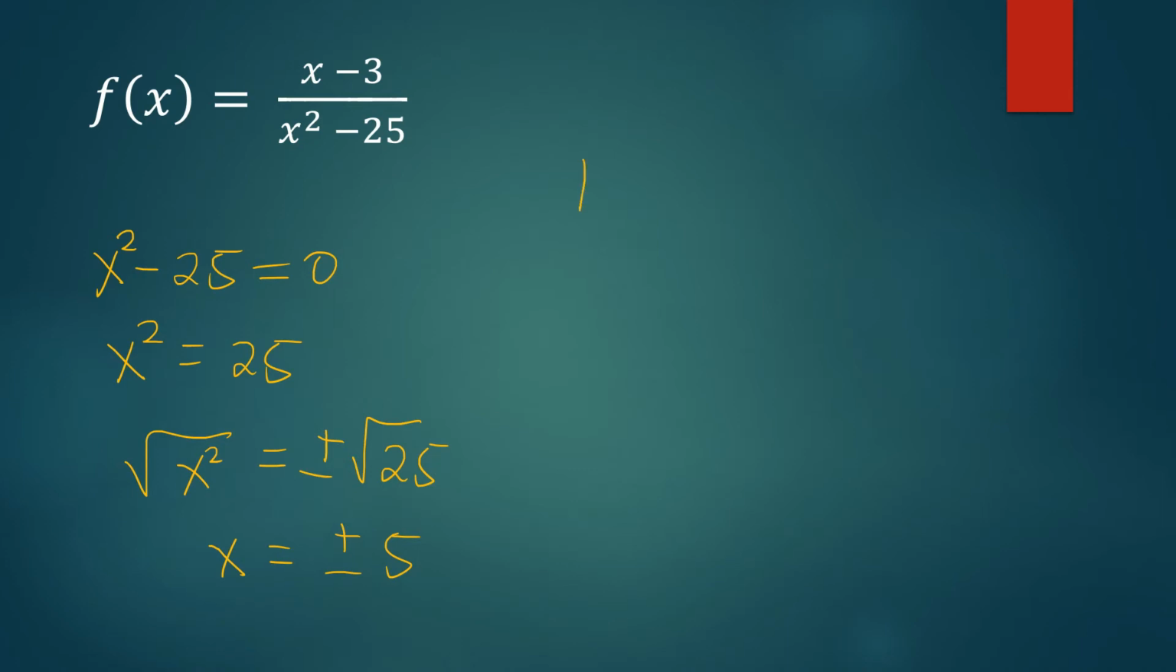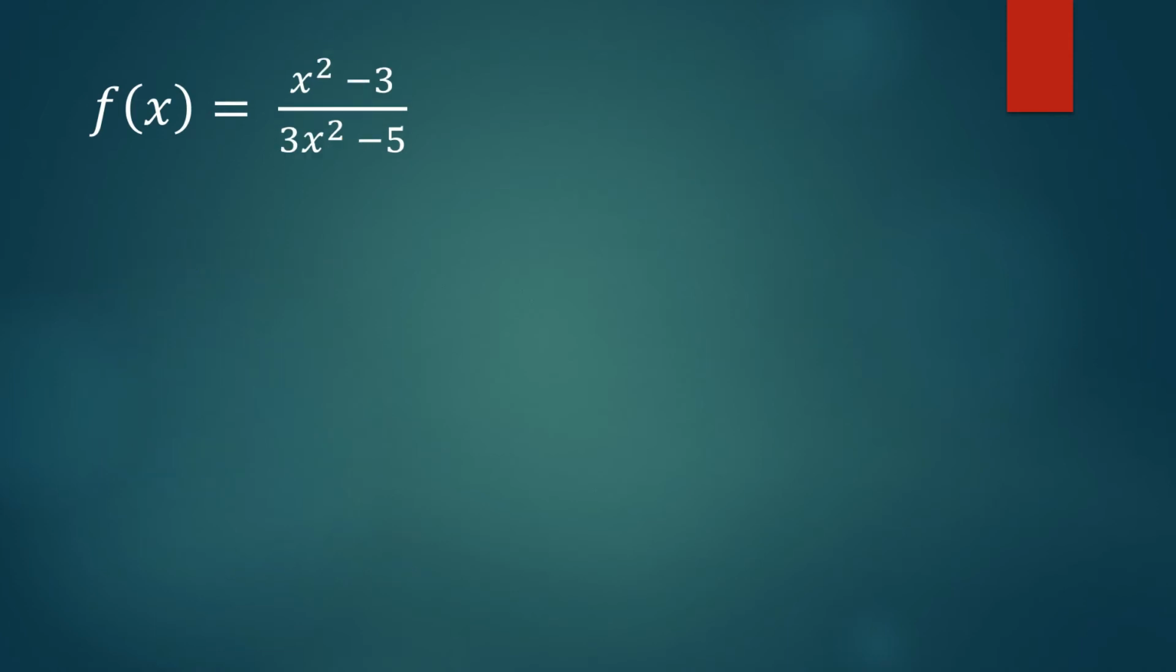Next, getting the horizontal asymptote. First, identify the degree. The degree of the numerator is 1. The degree of the denominator is 2. The degree of the numerator is less than the degree of the denominator. In this case, the horizontal asymptote is equal to 0, or simply y equals 0.